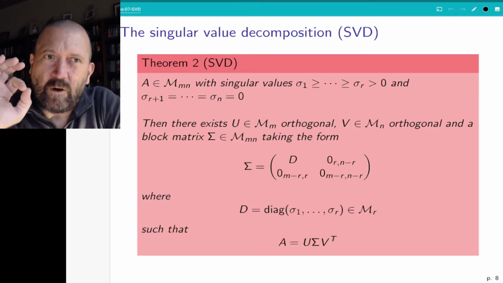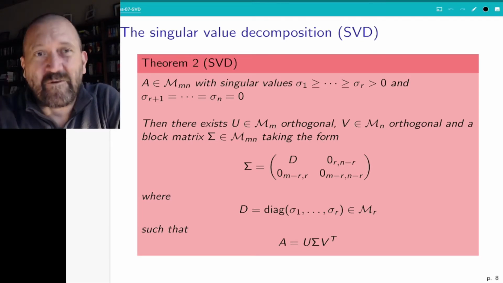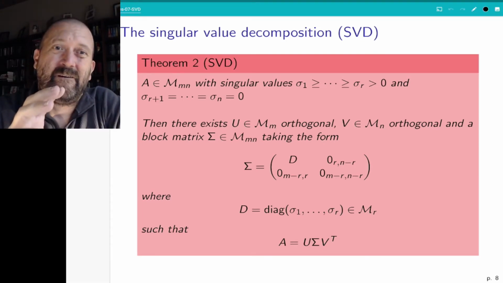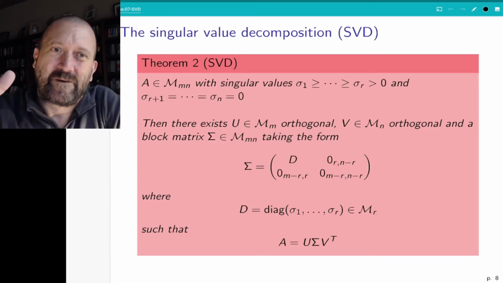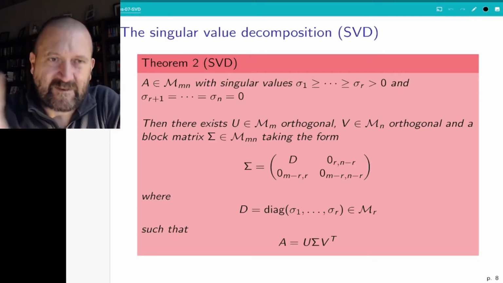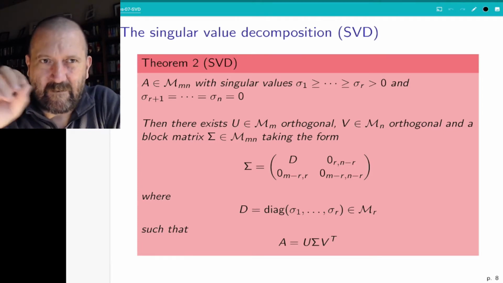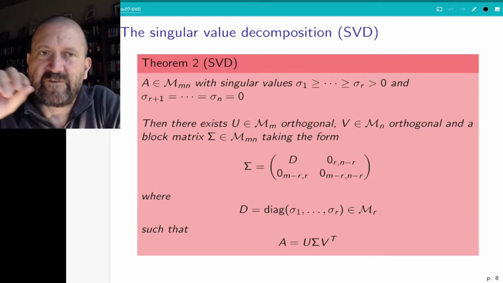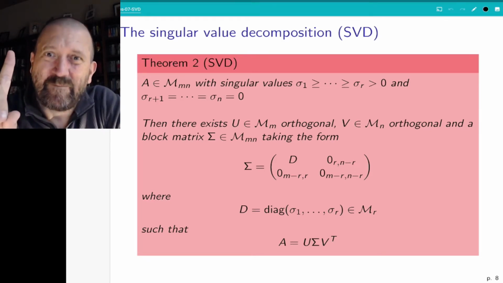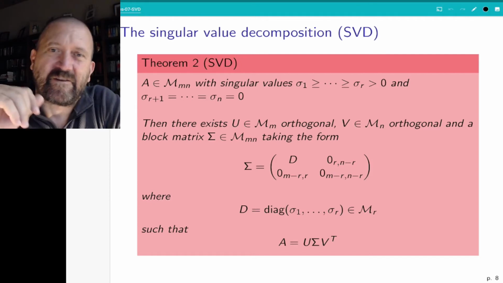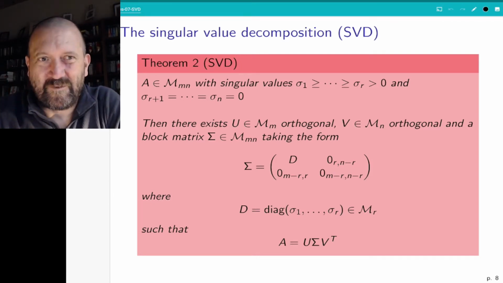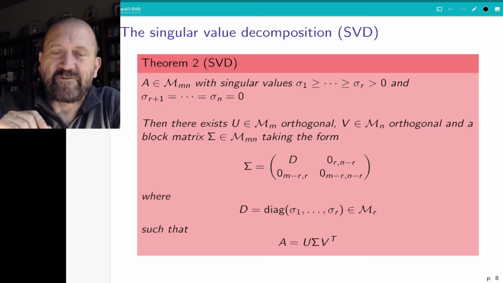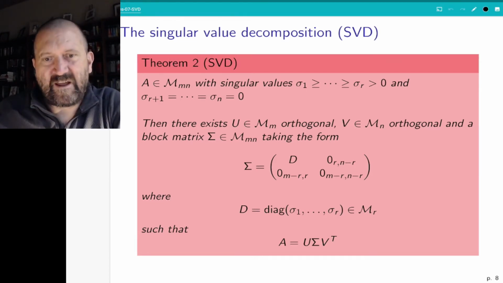So let me take a non-square matrix, not necessarily, when I say non-square, it can of course be square, but it doesn't have to be. So let me take a rectangular matrix of size m by n, and let me suppose it has singular values sigma 1 to sigma r, strictly positive. Okay, so positive singular values, sigma 1 to sigma r. And then it also has sigma r plus 1 to sigma n, singular values that are 0.